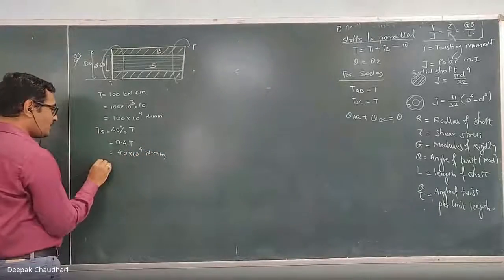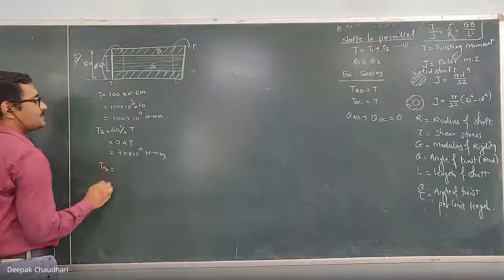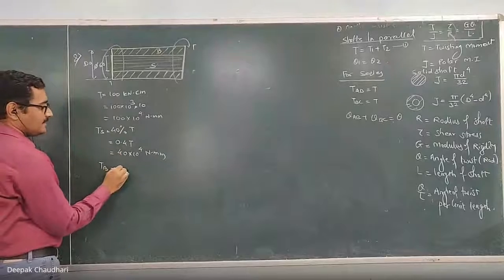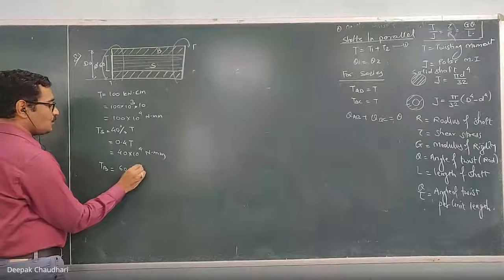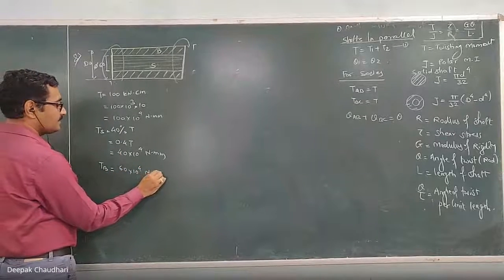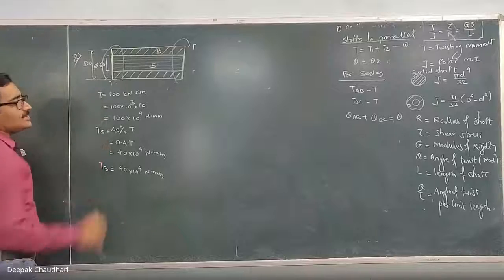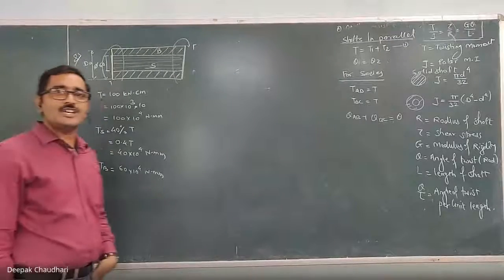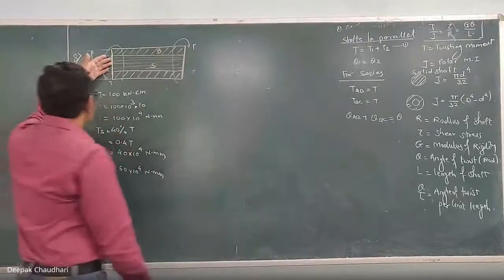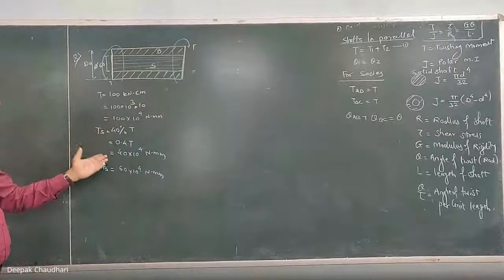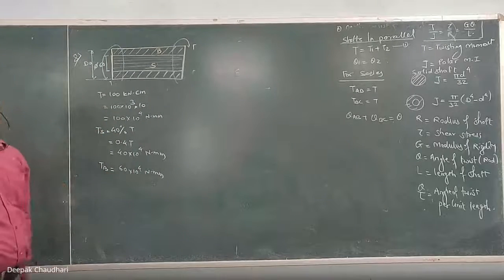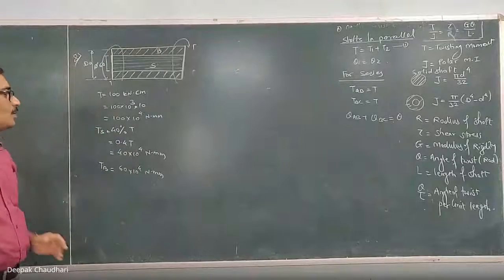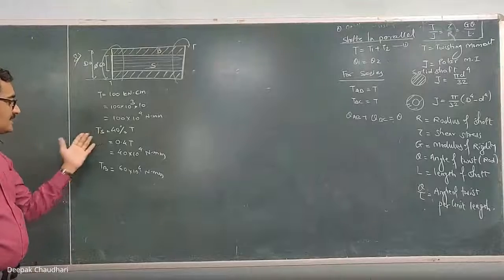And the remaining torque is shared by the brass. Means brass shares the 60%. Means it is 60 into 10 raised to 4 Newton millimeter. So this plus this equal to this. The total load shared by the shaft is 100. Out of that, 40% is shared by the steel and 60% is shared by the brass. So from that one, we have calculated how much is the torque shared by the steel and the brass.